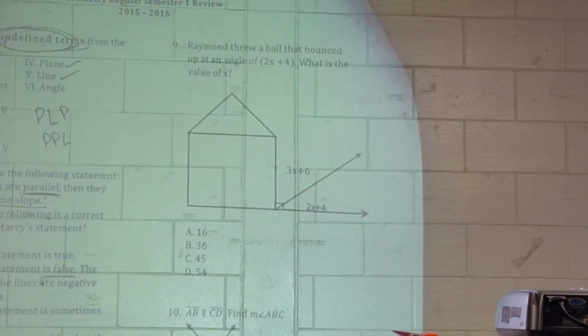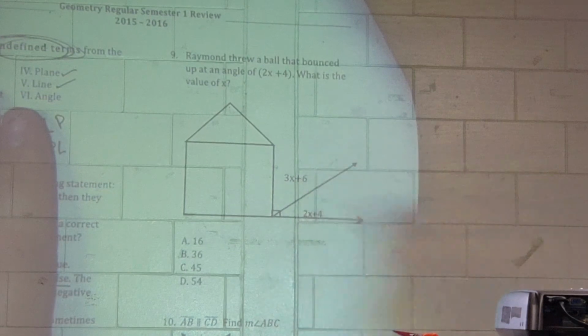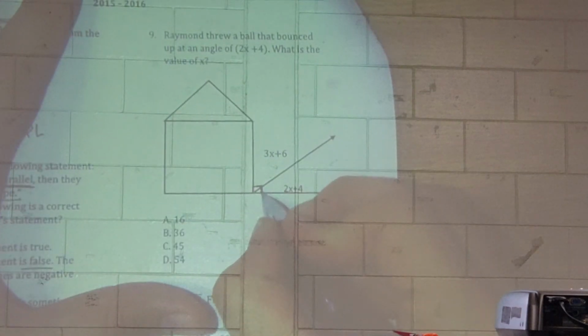Number 9, Raymond threw a ball that bounced up at an angle of 2x plus 4. What is the value of x? Well, look at that. They already put everything in this picture for us. What do you notice about this angle? Oh, that little box. And that little box means that this angle is 90 degrees.